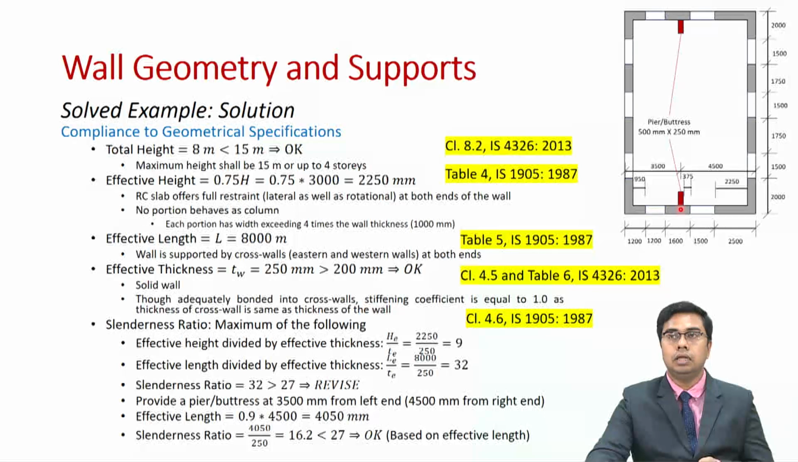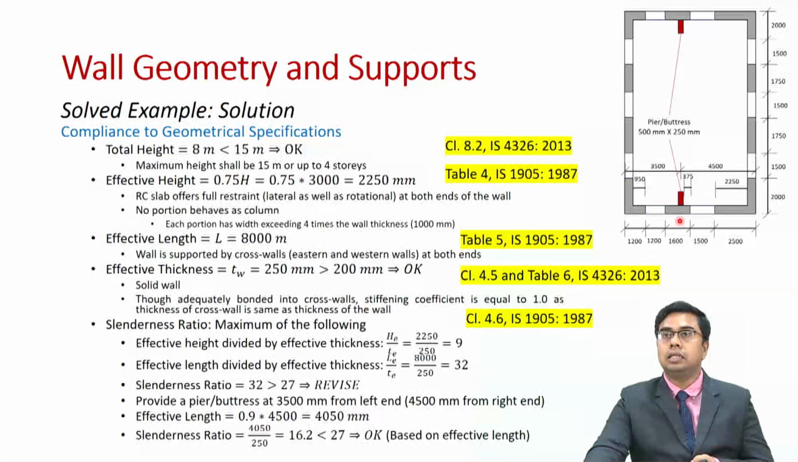How will we reduce our effective length? By providing a pier or buttress at this point. So this is a small cross wall kind of thing, also called as pier or buttress. So this we have provided at 3500 mm from left end and 4500 mm from the right end. So the center of this pier is located at 3.5 meters from the left end and 4.5 meters from the right end. So this reduces our effective length.